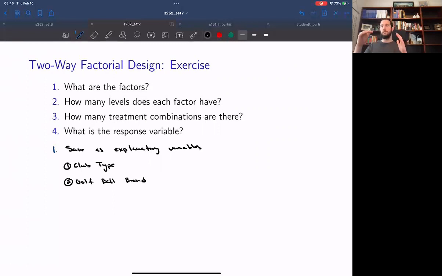So the two variables that are coming together to create the response are the type of club that you're hitting the ball with and the type of ball that is being hit. And then from those two items, or from those two explanatory variables or two factors, we get the response, which is how far the ball traveled. Okay.